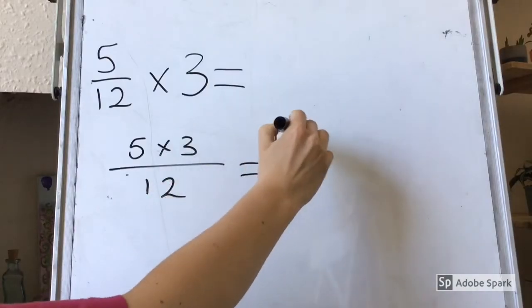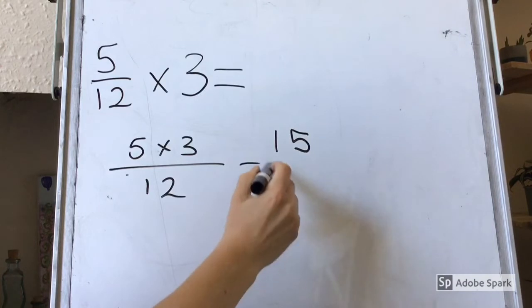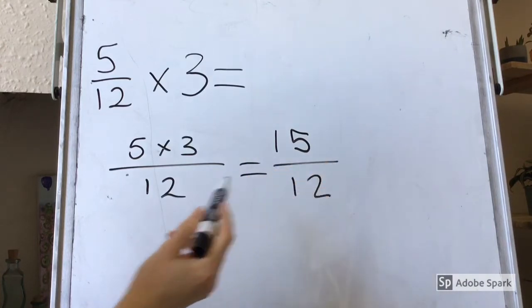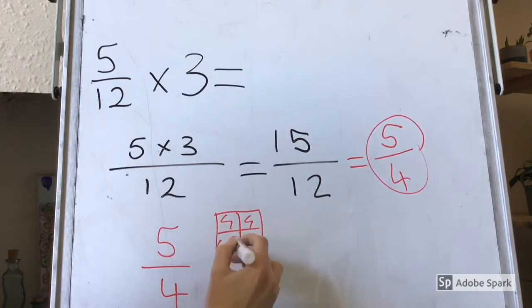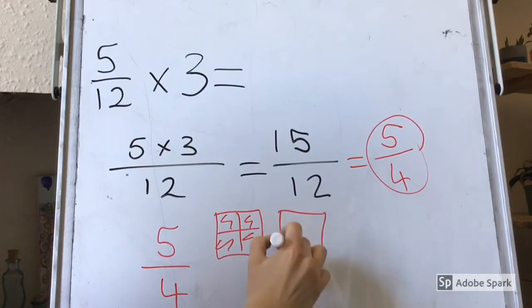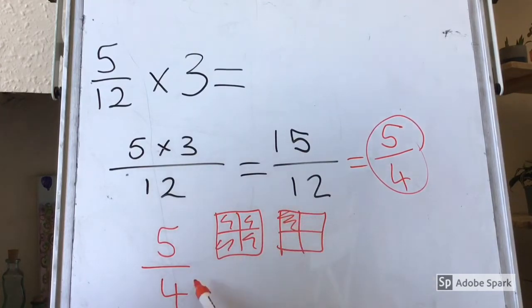5 times 3 is 15, and remember we keep the denominator the same as 12, so well done if you got 15/12. Well done if you simplified your answer to 5/4. However, we don't want to leave our answer as an improper fraction, where the numerator is larger than the denominator. We want to change this to a mixed number.